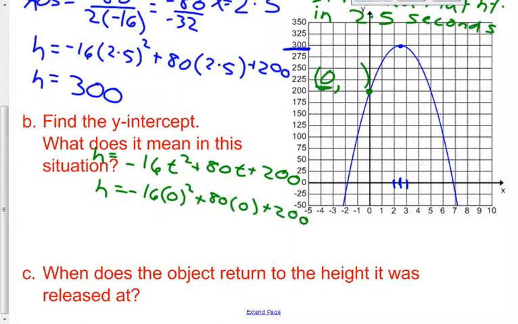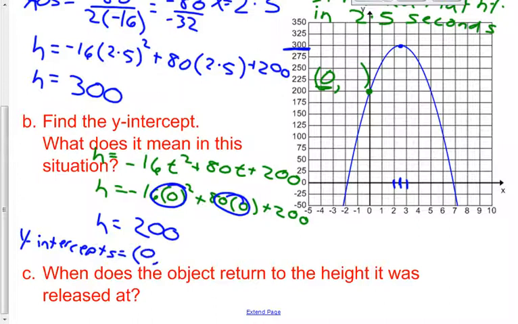Well, this right here just becomes 0. This here just becomes 0. So 0 plus 200, my height is 200. So to answer my question, find the y-intercept. The y-intercept is the point (0, 200).